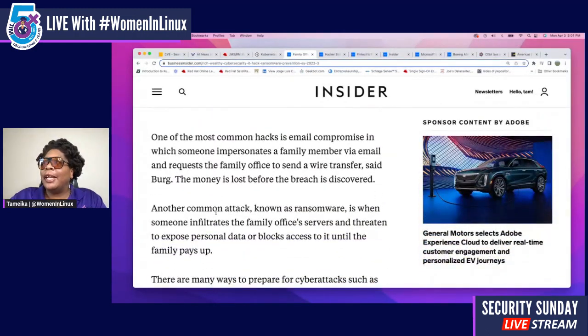One of the most common hacks is email compromise, and I've got a good one for you today. It's when someone impersonates a family member via email and requests that the family office send a wire transfer. The money is lost before the breach is discovered.